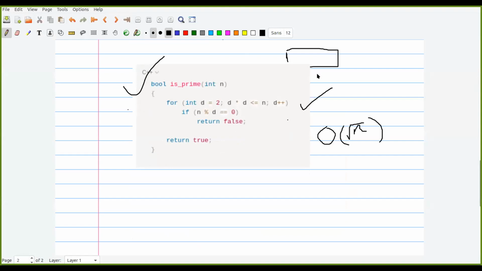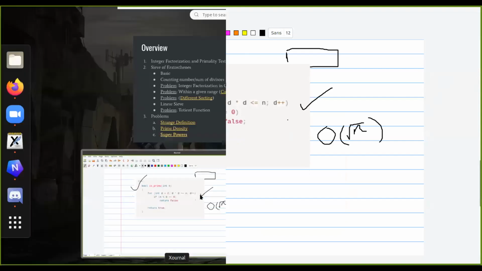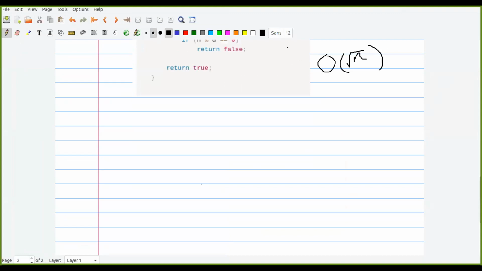Okay, so yeah, my journal is working now, which is nice.